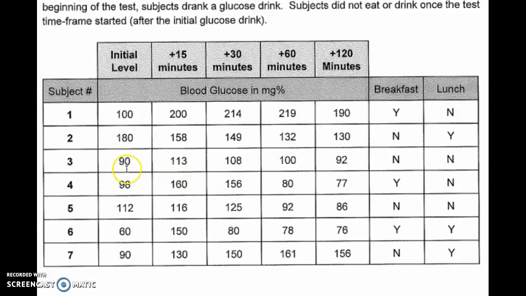Okay, subject 3. All right, so their initial blood sugar was at 90. They didn't eat breakfast or lunch, so it's pretty low. They took the glucose drink, it went up, and then after 30 minutes, it started going back down. So they took the drink, had glucose in their blood, and then after 30 minutes, that glucose was already getting transferred out of their blood. So that's a healthy sign. This is a patient that I'm not worried about.